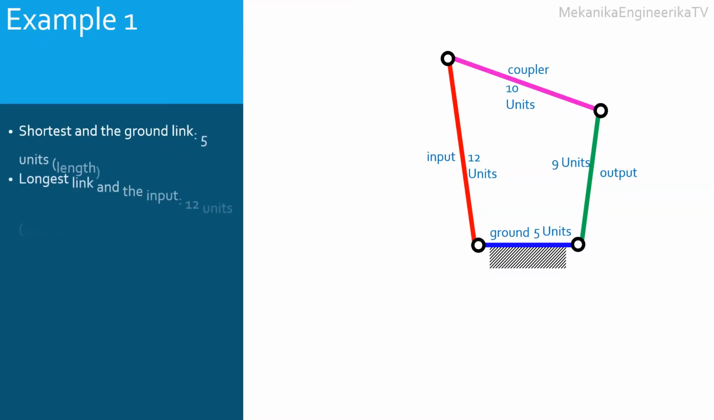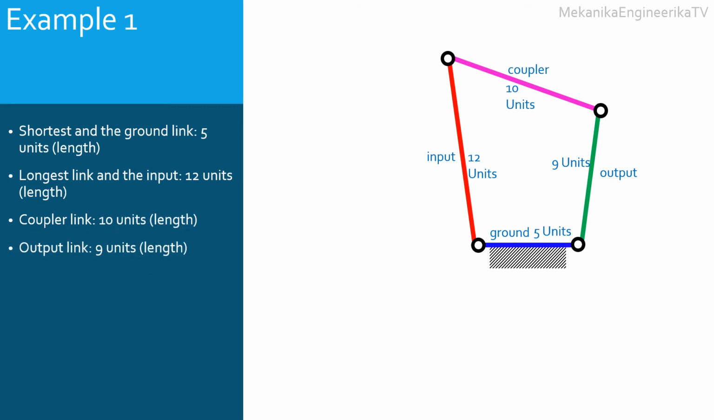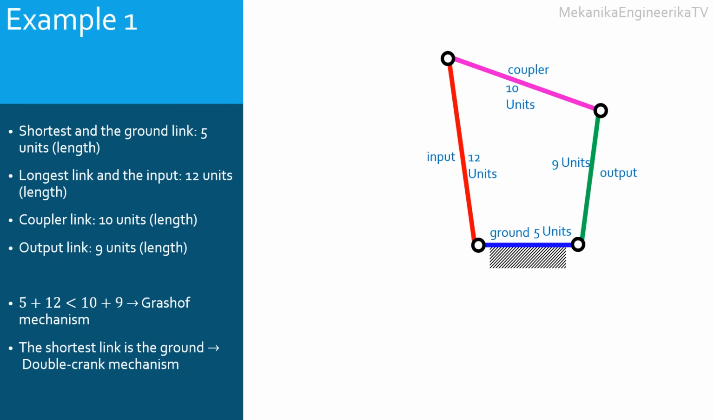In the first example, the shortest bar is 5 units of length, the longest bar is 12 units, the other two bars are 10 and 9 units respectively. The shortest bar is considered as the ground. The shortest and the longest bars, together, make 17 units, whereas the two others, together, make 19 units. Thus, this mechanism obeys the Grashof condition. As the shortest link is the ground, then the mechanism is double crank.